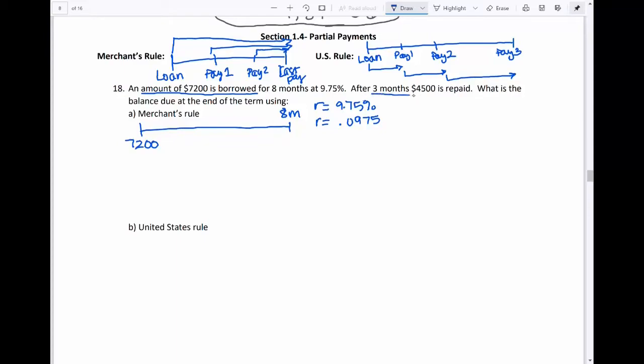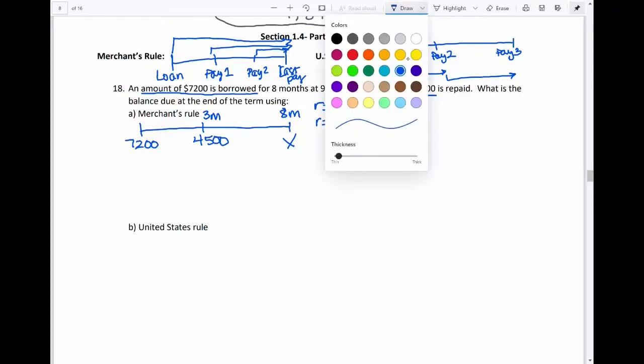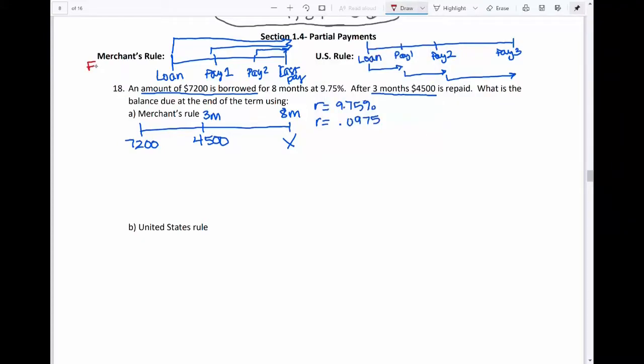After 3 months, we have a partial payment. $4,500 is repaid, and we want to know what the balance is due at the end of the term, so this is our unknown right here. Now in both of these problems we start with this basic timeline, but how it functions is going to change what's happening. With merchant's rule, the focal date is at the end.